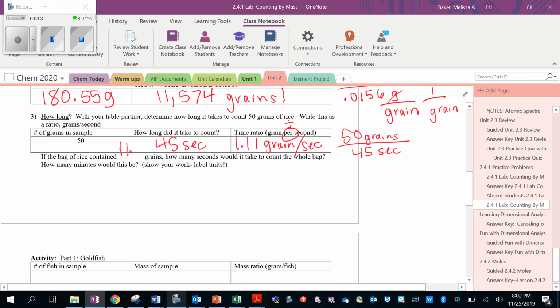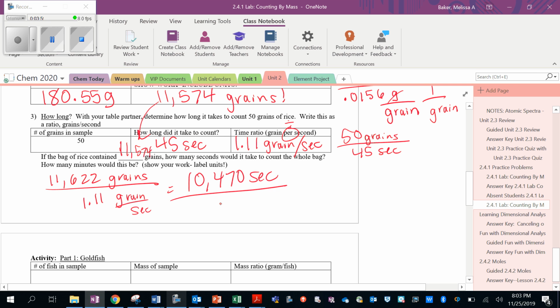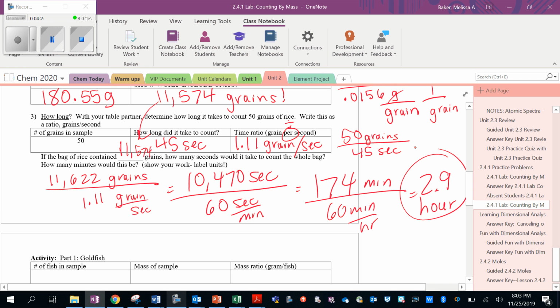So if your bag of rice contained 11,574 grains, like it did above, now you've got to divide by your time ratio, 1.11 grains per second, and you get 10,470 seconds, divided by 60 seconds in a minute. That comes out to be 174 minutes. You could divide by 60 again to figure out how many hours that is. So divide by 60 minutes per hour. Just to count out that bag at the beginning, it would take almost 3 hours. So we were able to figure out all of that without actually counting all the grains of rice and taking 3 hours of time. You'd be here half the day.